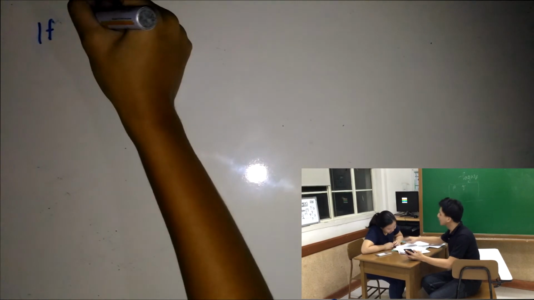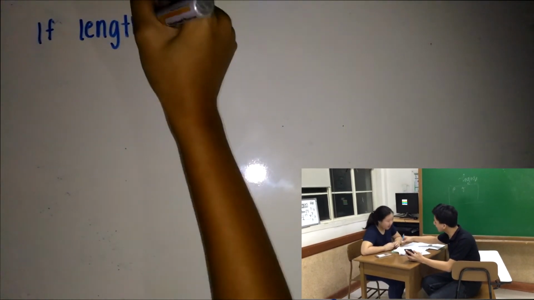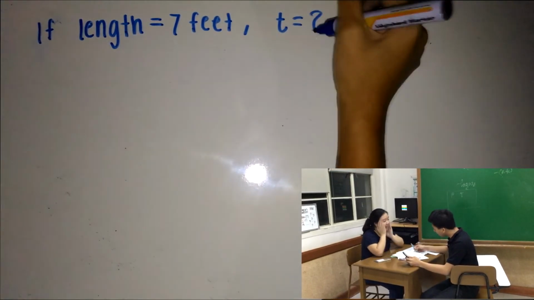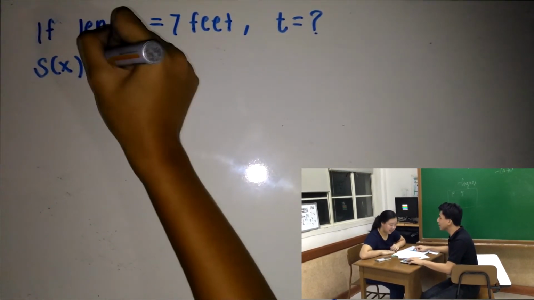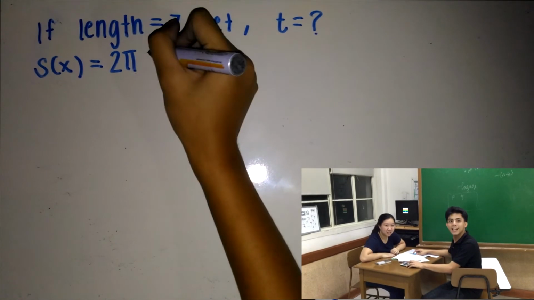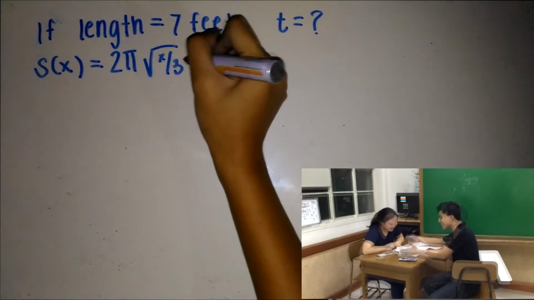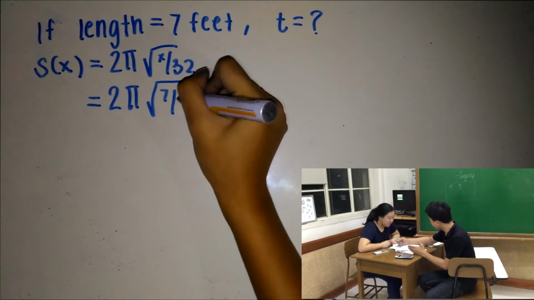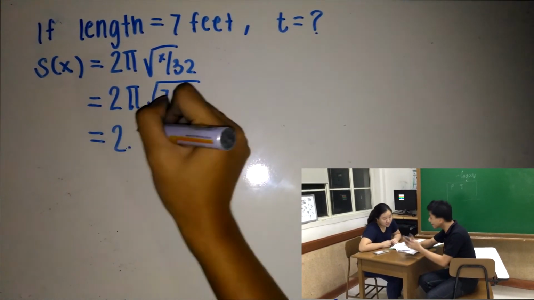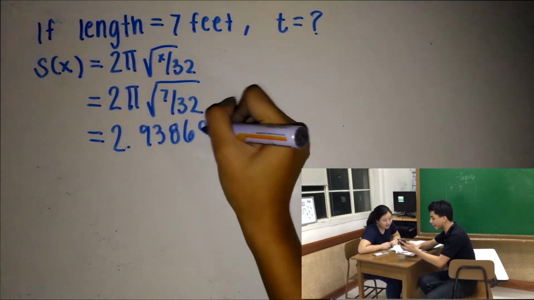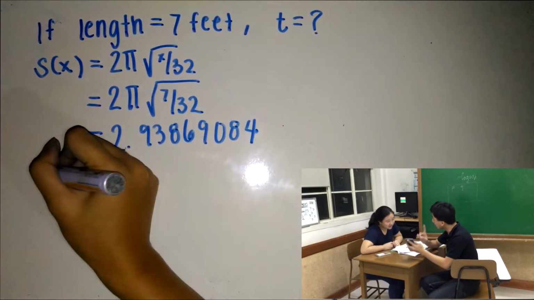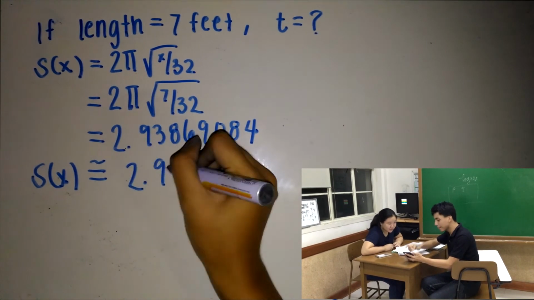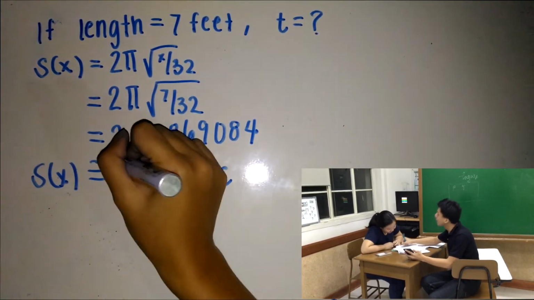The only given here is the length of the pendulum, which is 7 feet. We need to find the time it will take to swing back and forth. So to solve, just substitute the value. S of x is equal to 2 pi square root of x over 32. S of x is equal to 2 pi square root of 7 over 32. S of x is equal to 2.93869084. So to simplify, S of x is equal to 2.93 seconds. So the answer is 2.93 seconds.